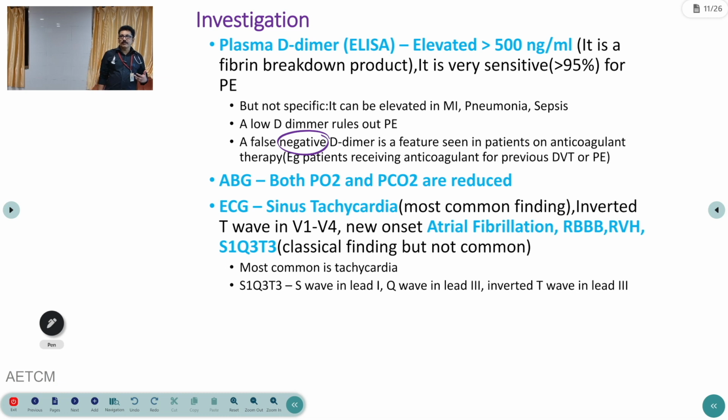ECG, the most common finding will be sinus tachycardia, atrial arrhythmias like atrial fibrillation, right bundle branch block because of the right atrial and right ventricle enlargement, RVH pattern with strain can be there. The most classical finding is S1, Q3, T3, that we will see in the next slide, but it is not very common in pulmonary embolism. The most important finding in any pulmonary embolism will be tachycardia. That is a non-specific finding.